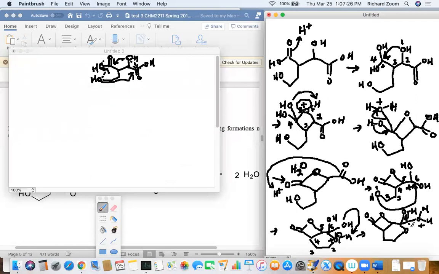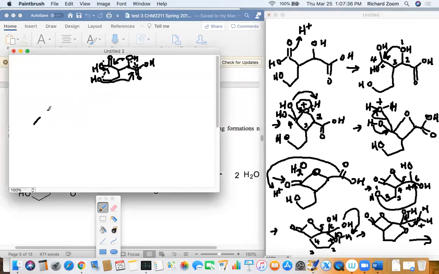Okay, so that leaves, and we end up getting... So this is a continuation. And I'll draw it out bigger because I can. All right.